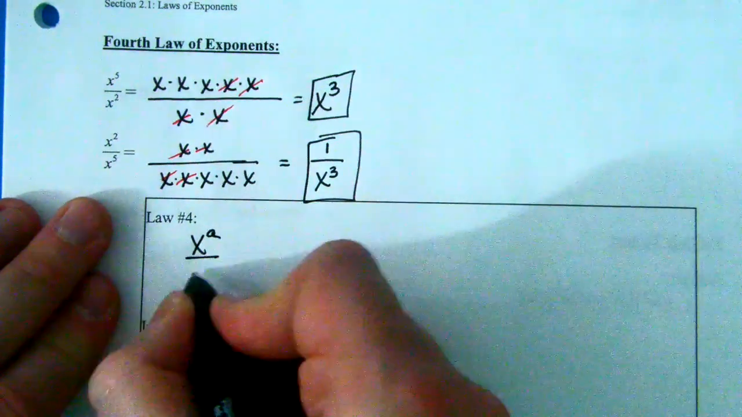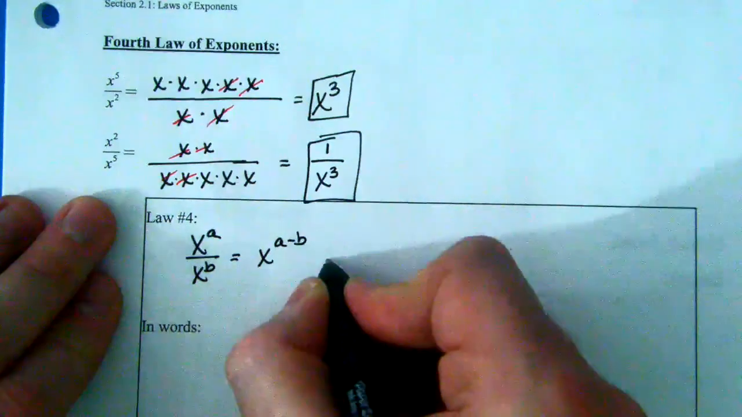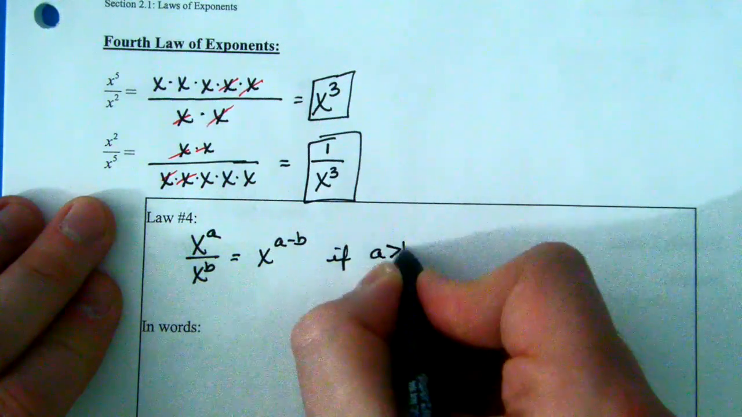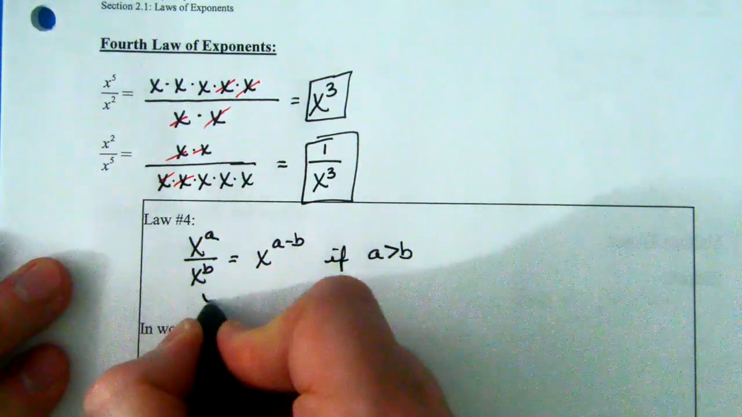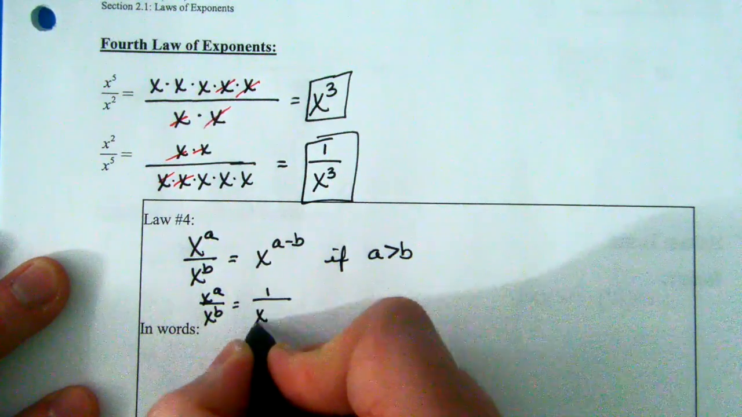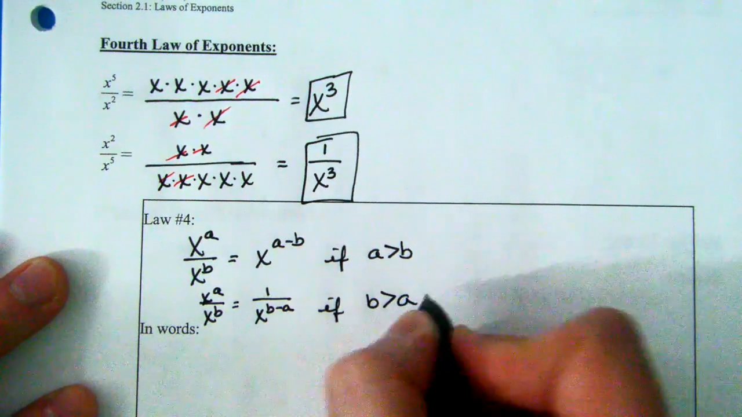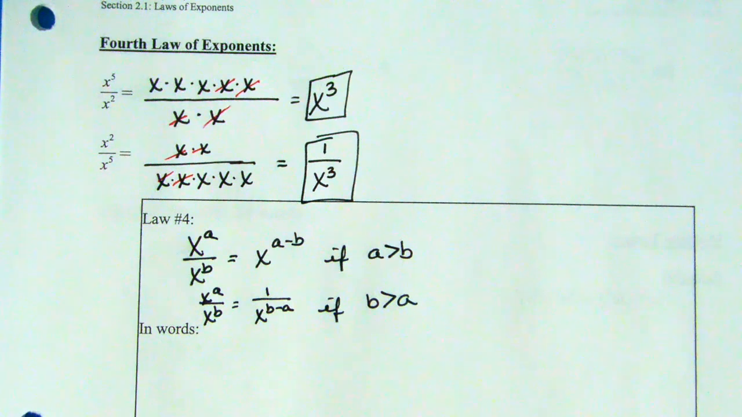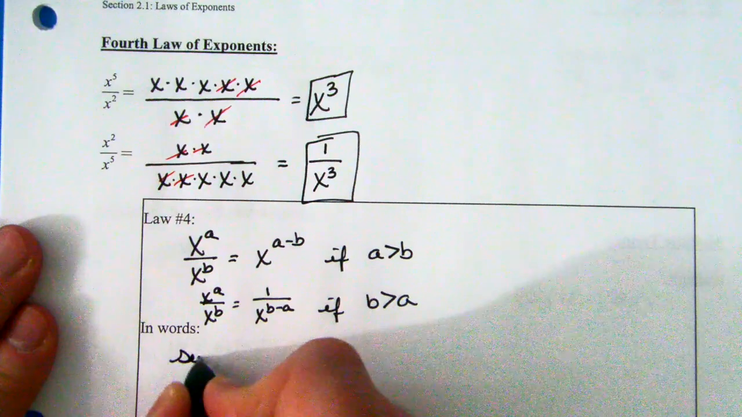Let me try to summarize this. X to the a over x to the b is going to equal x to the a minus b, as long as the power in the numerator is greater than the power in the denominator. I'm also going to say x to the a over x to the b equals 1 over x to the b minus a, which will be what I do if the power in the denominator is bigger, if b is greater than a. It might be easier to think about it like this. All we're going to do is subtract the powers, the bigger number minus the smaller number.